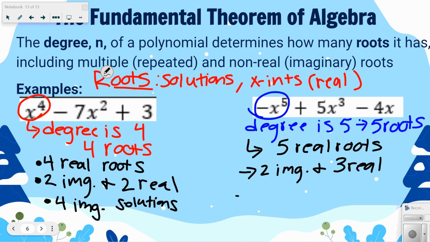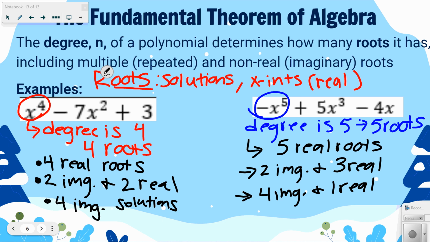What's another scenario we could have? 4 imaginary, 1 real. Great job. 4 imaginary and 1 real. What would that look like graphically? How many times would you cross the x-axis? Once. Once, right? 1 real means I cross the x-axis 1 time.